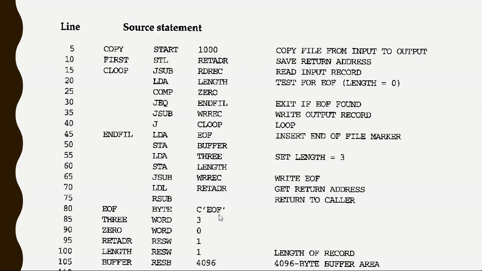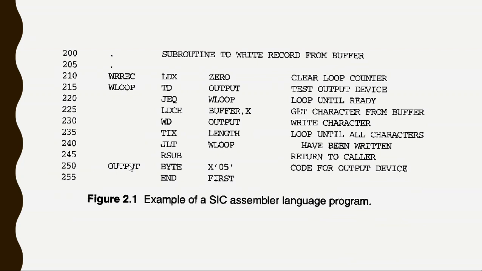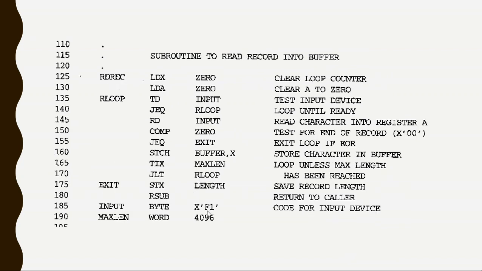Okay, so here EOF tells the end of file. Then these are our assembler directives, like START, WORD, RESB, and so on. Okay, STCH BUFFER,X: if the X modifier is used, then the addressing mode is indexed addressing mode. The dot indicates comments, and then the line number is for reference. So here the output device is 05, and the input device is F1.